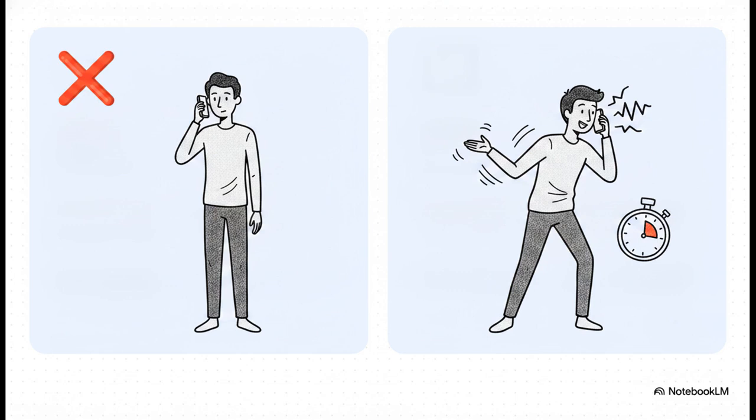Mistake number 2 is basically the exact opposite, using the present simple for an action that is currently happening right this second. Saying, wait a moment, I talk on the phone is grammatically incorrect. Because the action is totally temporary and happening right at this exact second, we have to switch over to the continuous tense. It should be, wait a moment, I am talking on the phone.